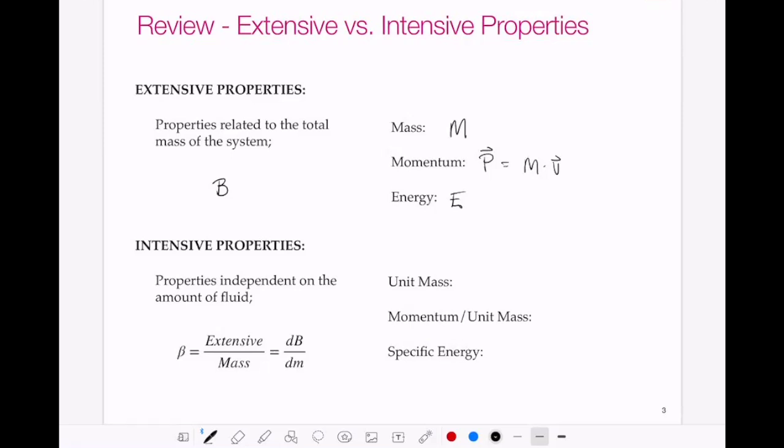So next we have what we defined as our intensive properties. This is what's used in our control volume analysis and our control surface analysis, and it's integrated over some volume or some surface to figure out our total extensive property. So these are just our extensive properties divided by the mass, or if we had it in differential forms, dB divided by dm. So our unit mass would just be our mass divided by our mass, so it's unitless. Our momentum would be mass times velocity divided by mass. And our specific energy would be capital E divided by mass. So in each of these cases, depending on the type of analysis we're doing, these would be equal to beta, and then these would be equal to our capital B from our Reynolds transport theorem equations.